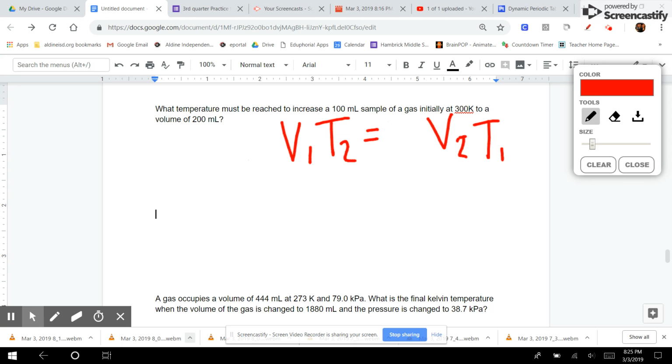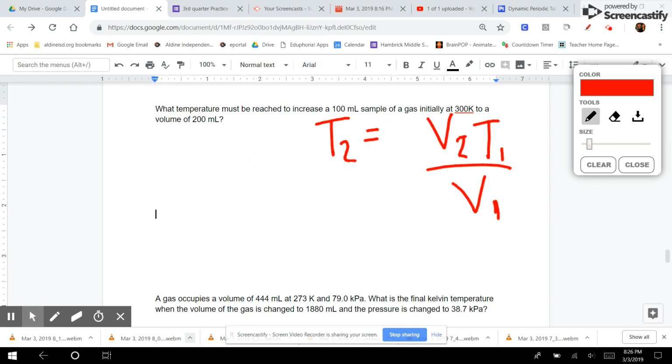So it says what temperature must be reached to increase a 100 milliliter sample of gas initially, or the word initially means first, at 300 Kelvin. So what I'm looking for here is T2. So I want to get the variable T2 by itself. So to do that, I do algebra, take V1, divide it to the other side, and that's going to eliminate V1 from that side to give me T2 by itself. So that's step one, rearrange my formula.